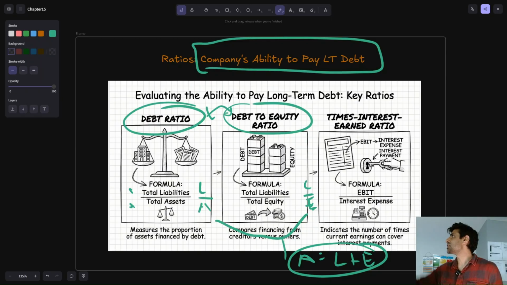There's a one-to-one correlation. A change in the debt ratio will change the debt to equity, because they all move in lockstep with each other.